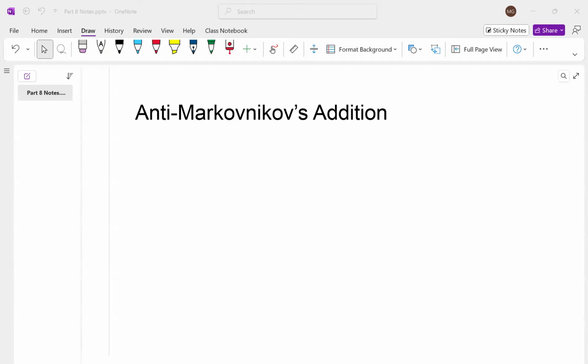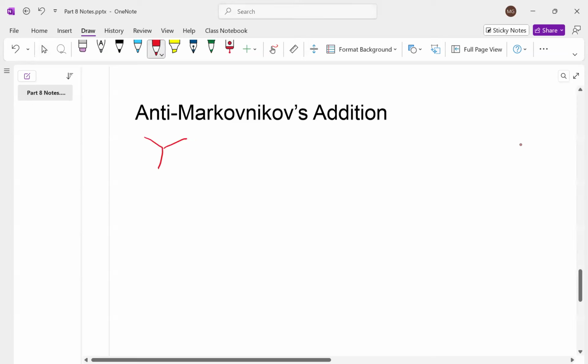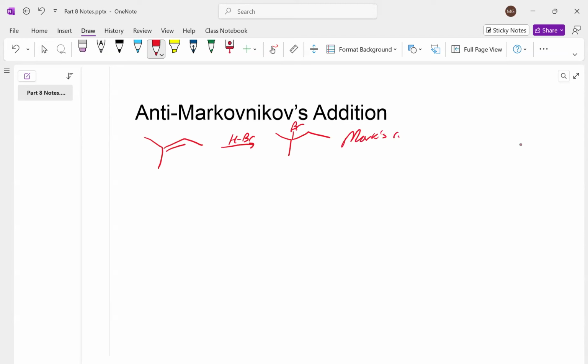So one of the questions you might be having is that if we can do an electrophilic addition, say that's HBr, and follow Markovnikov's rule, is there a way to get the other one? What if we want the other product? Or we would say an anti-Markovnikov's addition. Is there a way to get there?